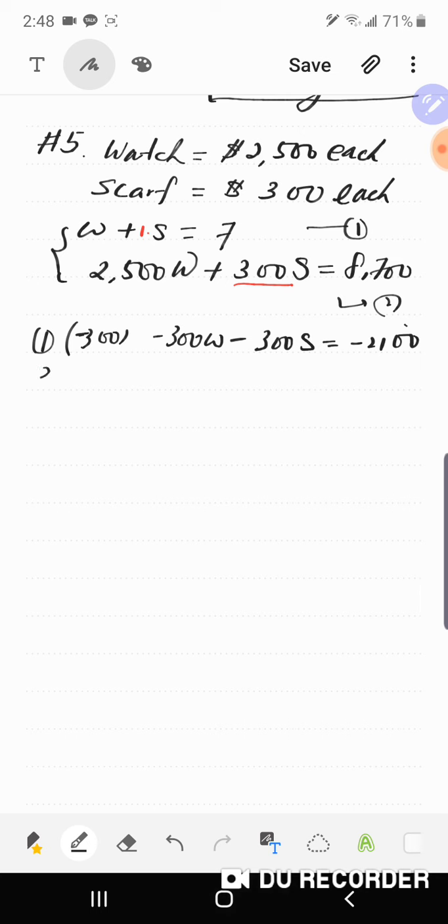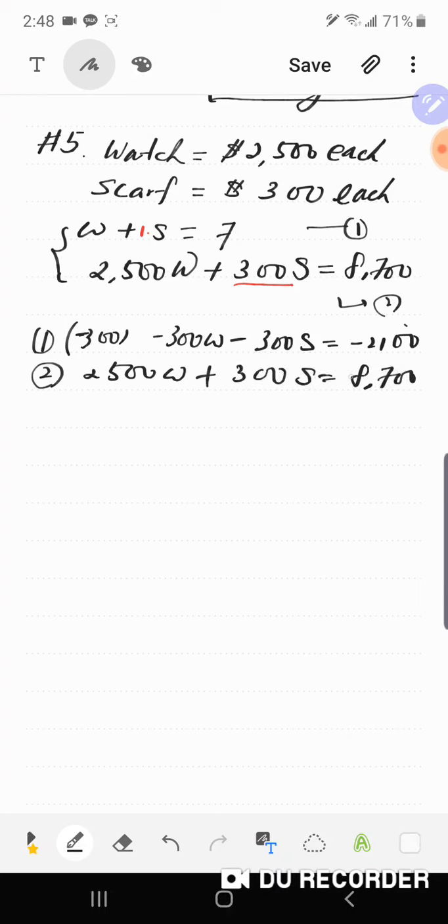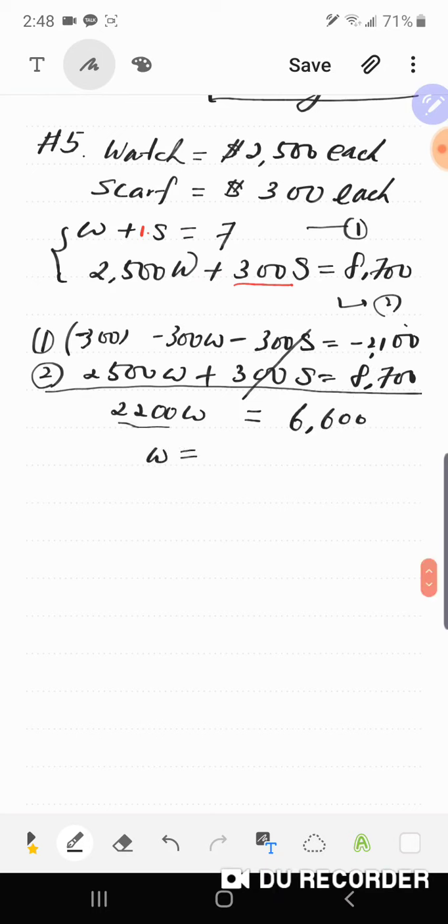Write down the second equation as it is. Second equation, 2500W plus 300S equals 8700. And then add these two equations. So negative 300 plus 2500 is 2200W. These two cancel out, and this one is 6600. Then W is equal to, divide the equation by 2200, then W equals 3. So the number of watches is 3.